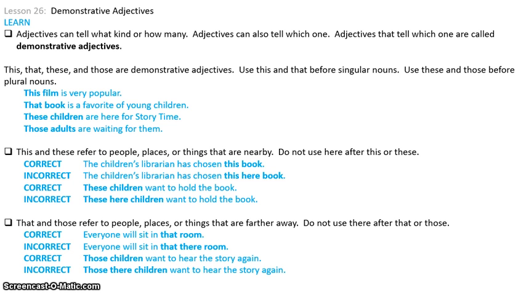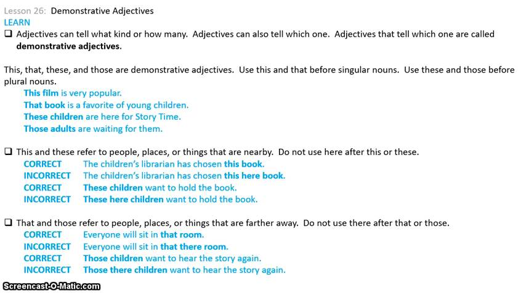Now, when they were talking about adding here, this is what they were talking about. It says incorrect. The children's librarian has chosen this here book. We know better than that. We may speak that, but we know not to write it. So I'm not real concerned about putting the here and all that in there. I'm more concerned about if you specifically know which one to use at what time. So you have to look at location.